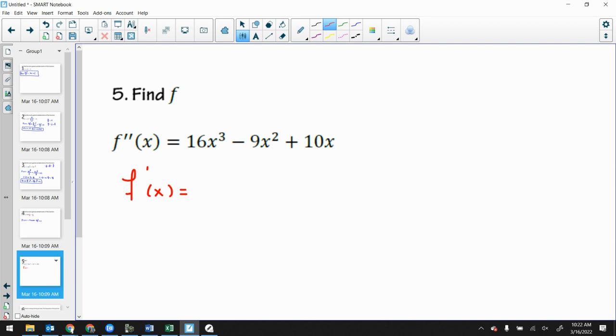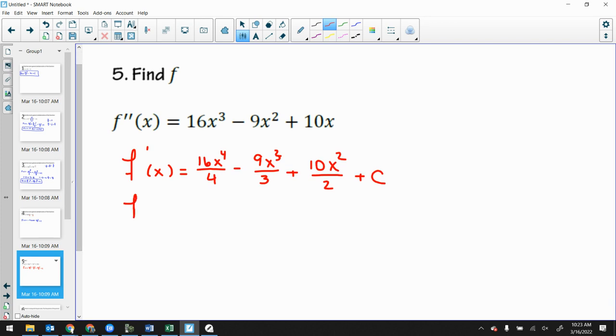Let's find f prime of x. All right, so again, bump up the power. 16x to the fourth over 4 minus 9x squared, x to the third over 3 plus 10x squared over 2 plus c. Bump it up, divide by the power. Bump it up, divide by the power. That's how it works for polynomials.